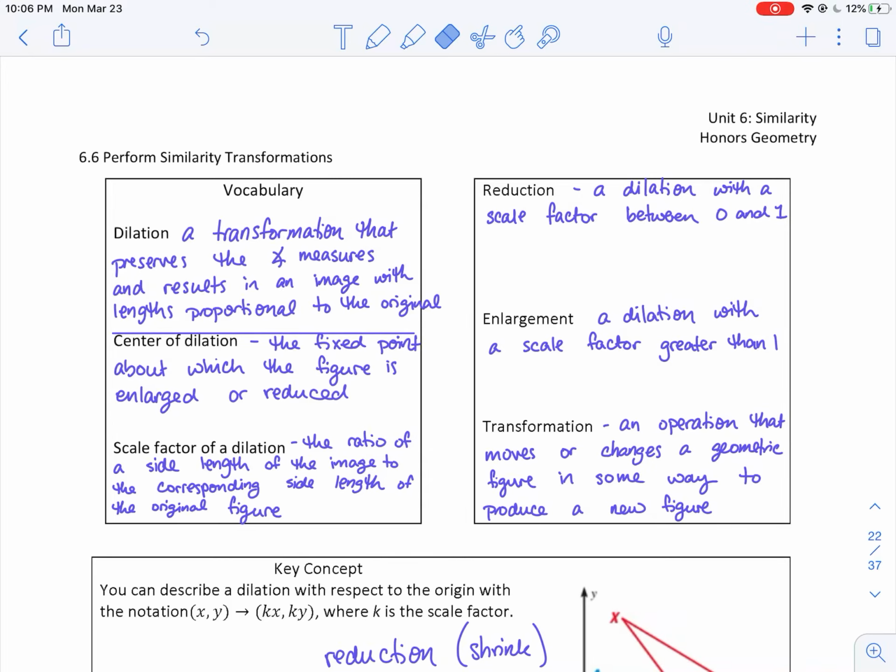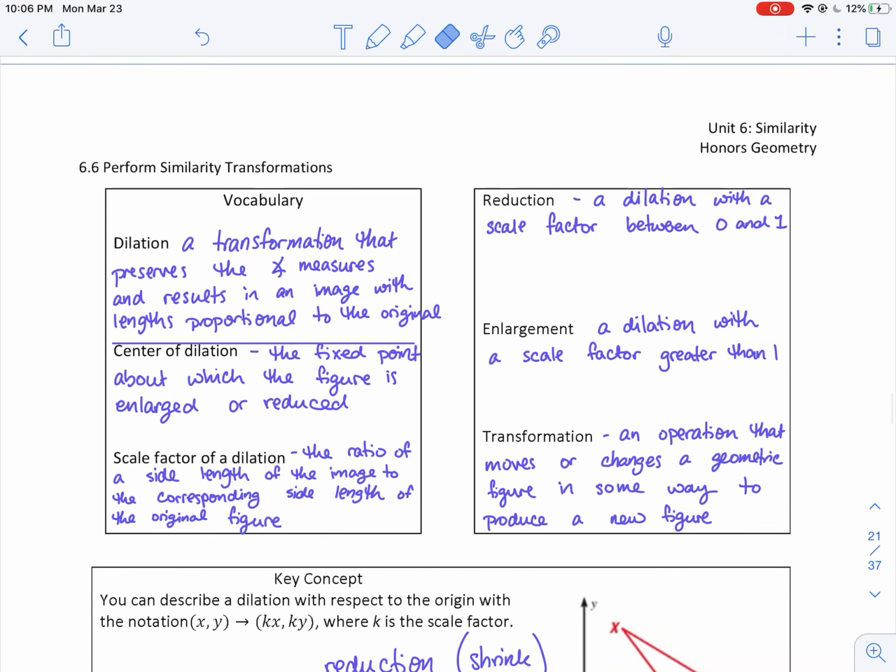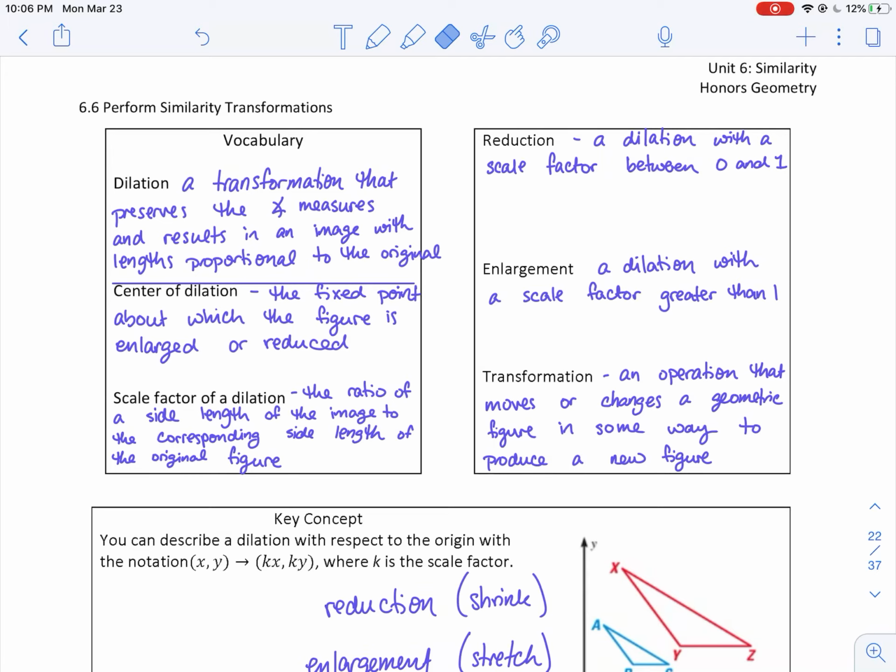Today we're going to be talking about section 6.6, perform similarity transformations, and we are on page 22 of your notes packet. So go ahead and take a moment, pause the video, copy all your vocab, and then we can get into this.